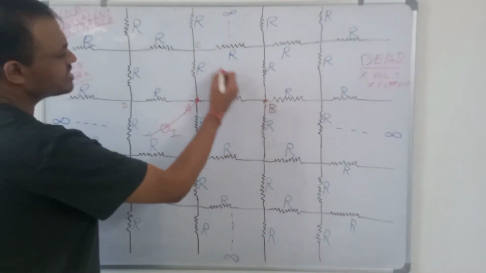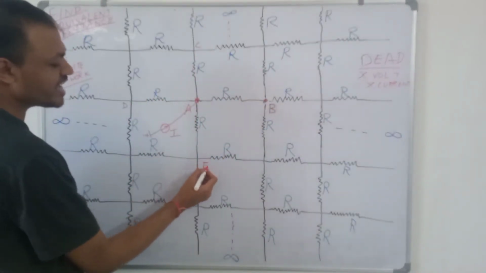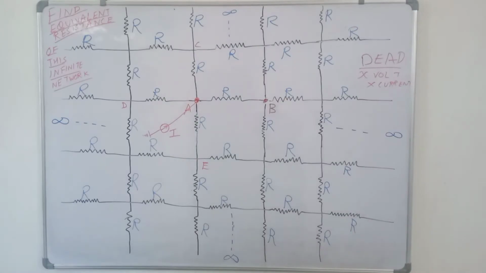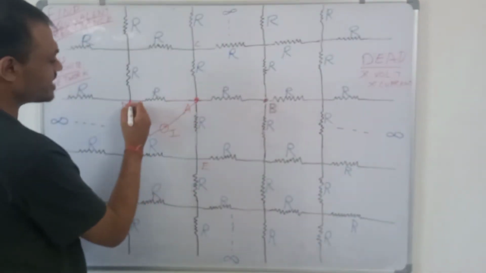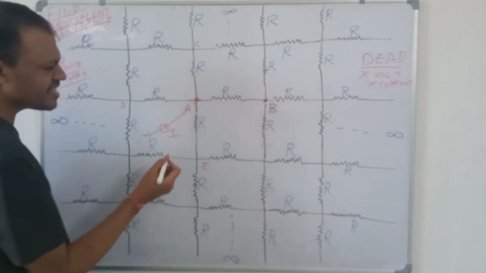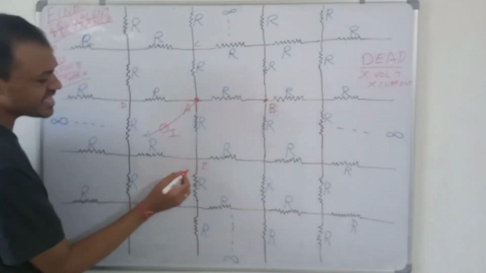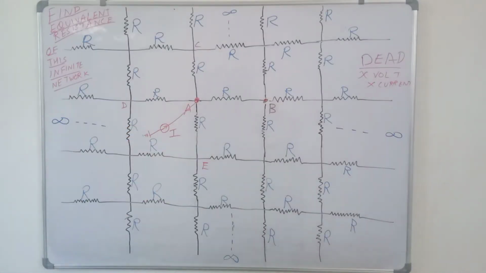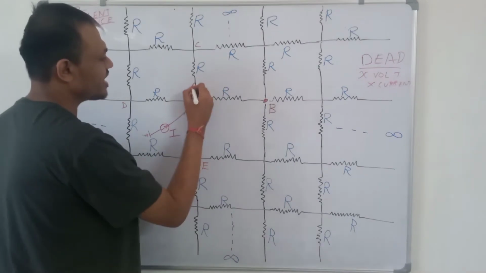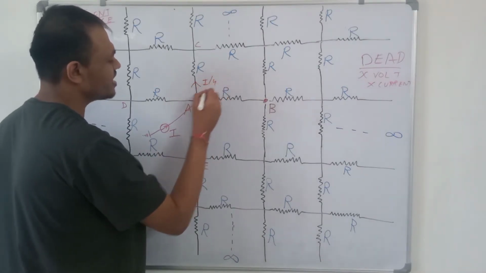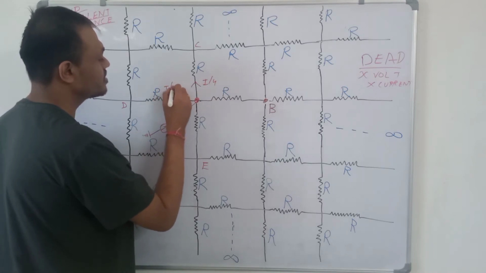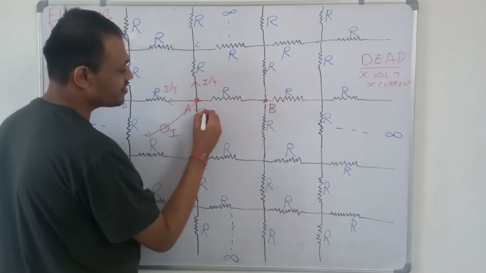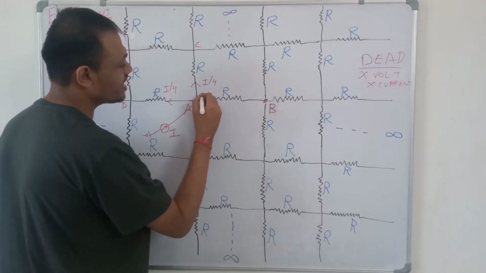So points B, C, D and E are equipotential points from point A because they are equidistant: from A to D there is resistance R, from A to C there is resistance R, from A to B there is resistance R and from A to E there is resistance R. So this current I will divide into these 4 branches equally because these are equipotential points. So the current flowing here is I by 4, here I by 4, here I by 4 and here I by 4.